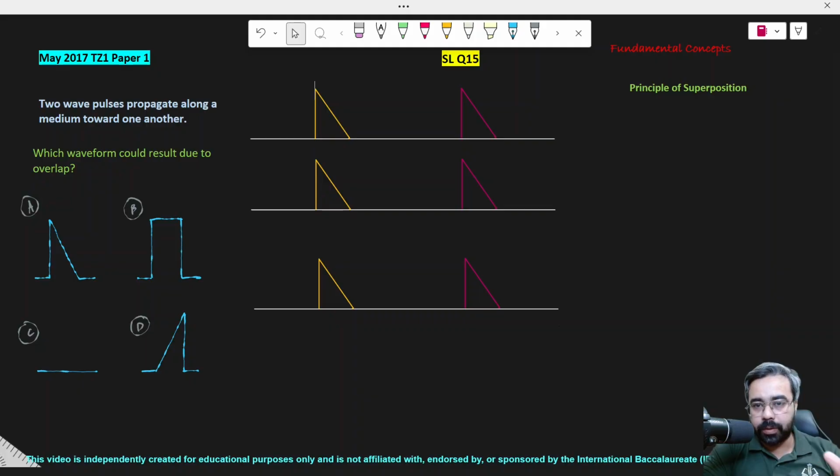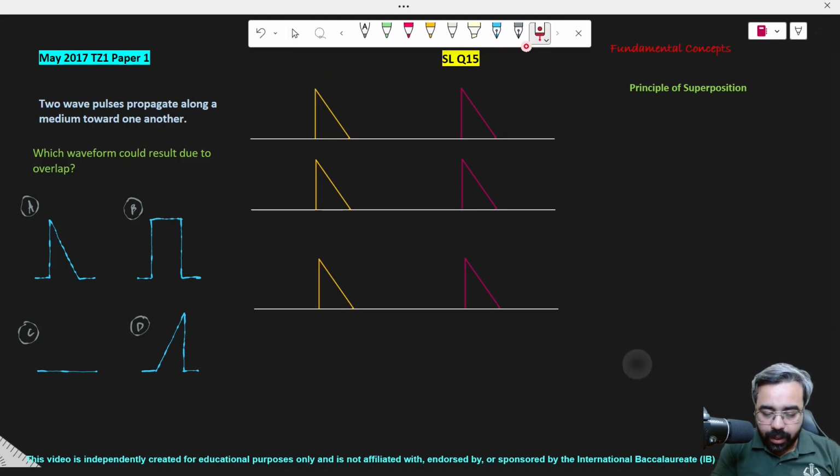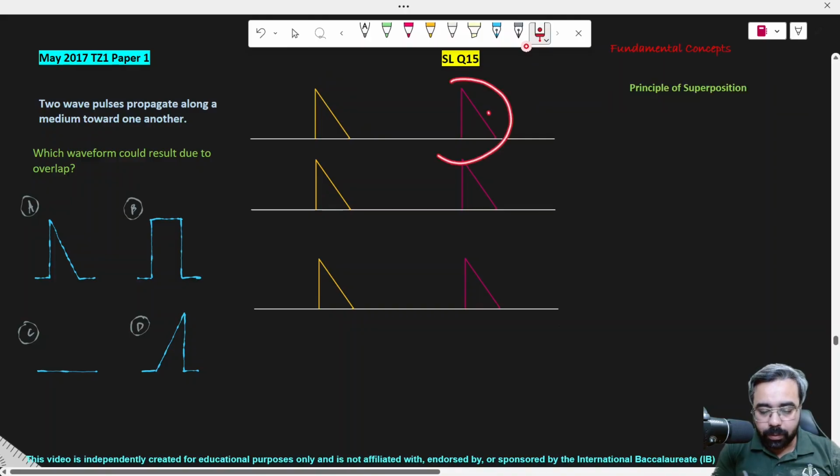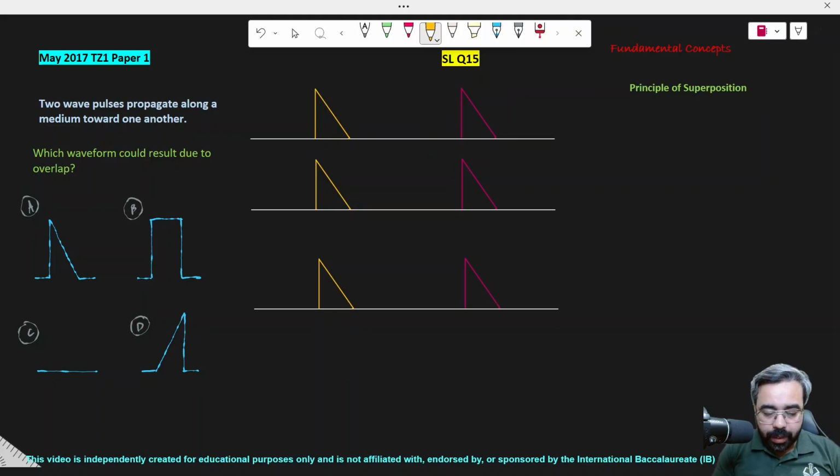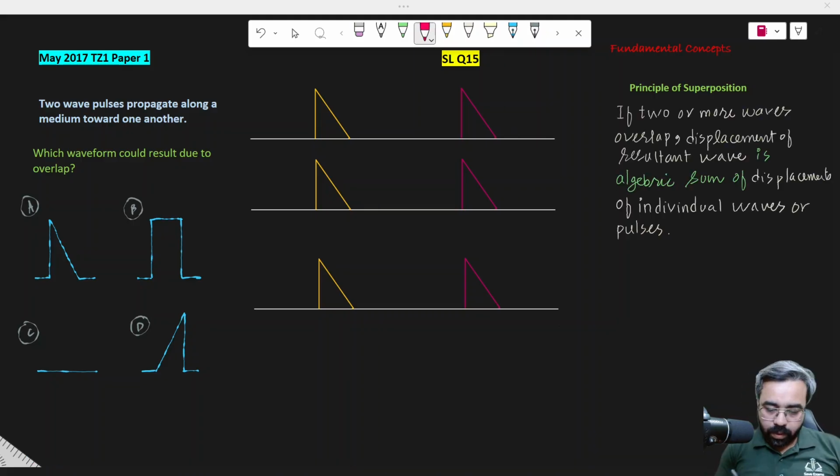No problem. I will show you the diagram of this question. What we see in this question is that the two pulses, both identical in shape, are traveling opposite to each other. So at some point they will start overlapping with each other. They will add up, and then what will be the shape of the resultant pulse? That's what we have to choose from the options.